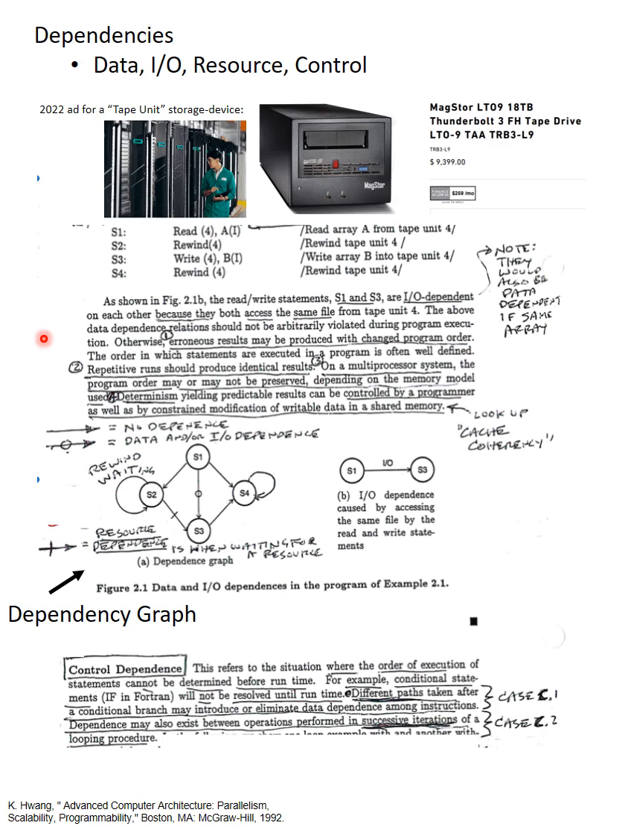And then number 4, the determinism yielding predictable results can be controlled by a programmer as well as by constrained modification of writable data in a shared memory. So that we'll talk about when we talk about cache design with shared memory, SMP, shared memory processing, symmetric multiprocessing, and cache coherency. I wrote a program inside of IBM to do that, and we'll discuss that in a later lecture.